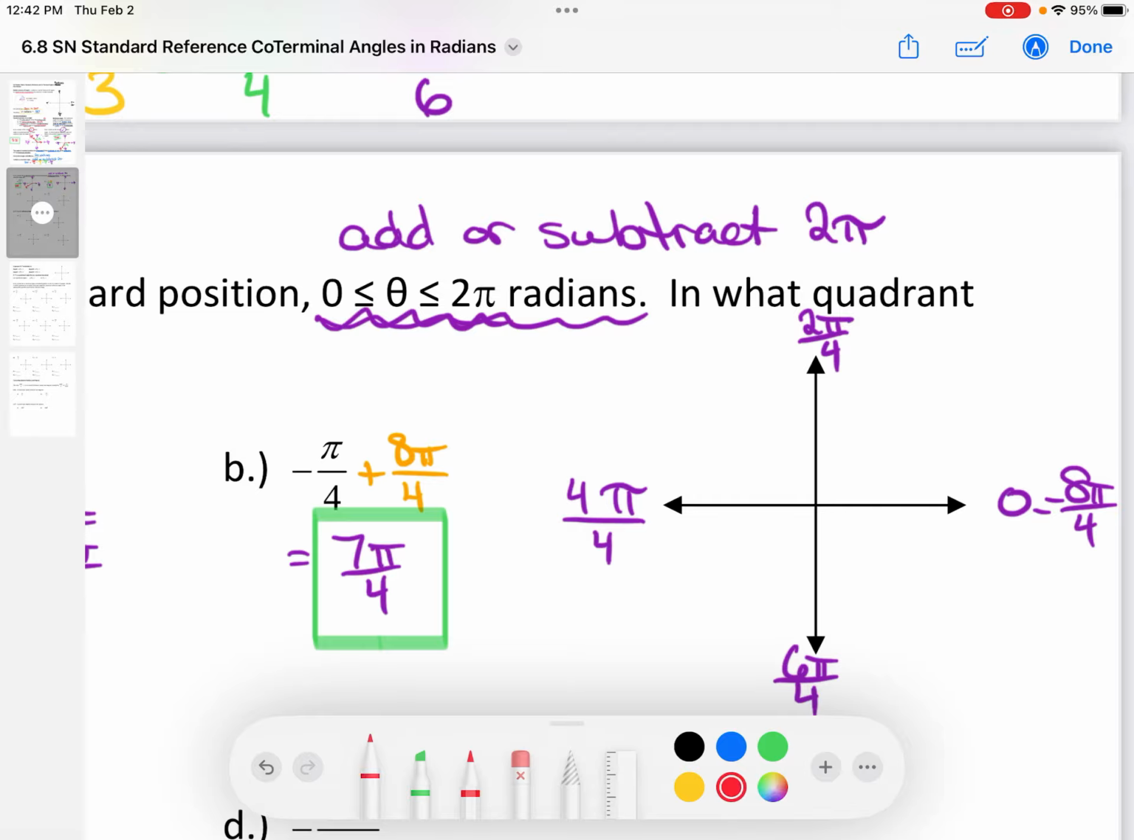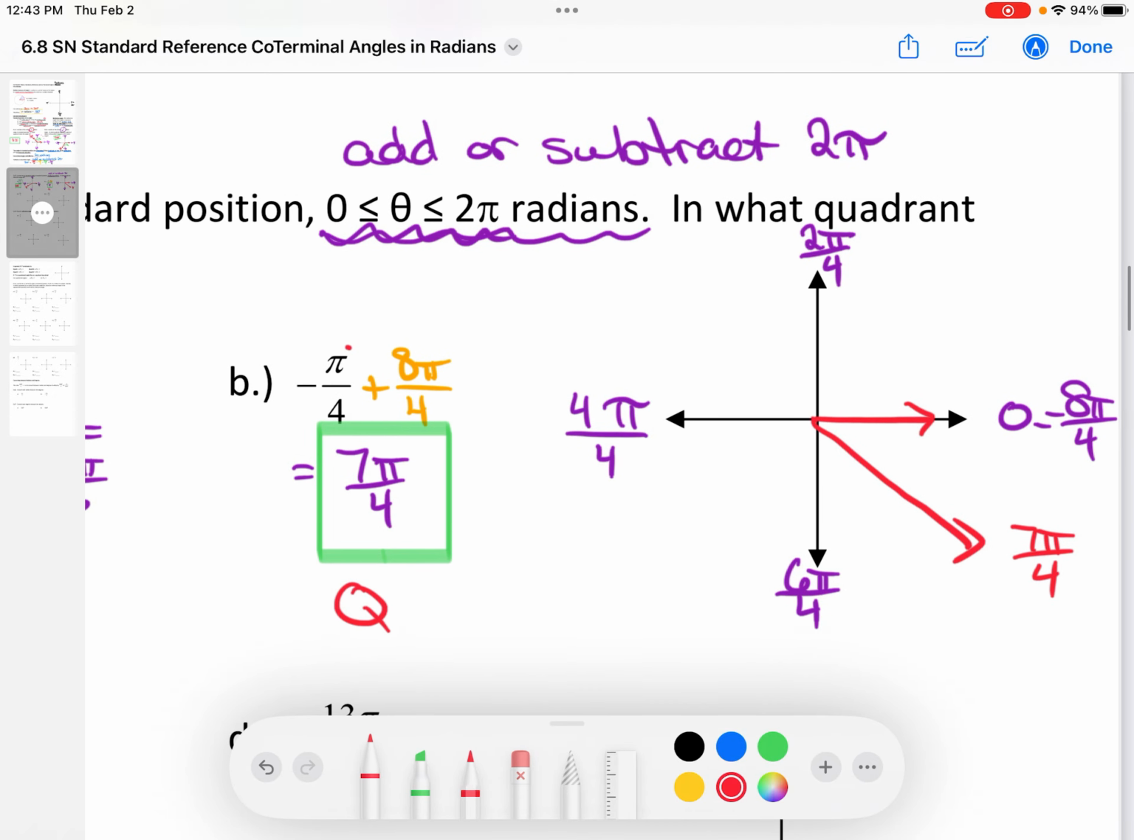Okay, so 7 pi over 4 is between 6 pi over 4 and 8 pi over 4. So we'll start at 0 and we'll rotate around to halfway between in quadrant 4. And this is where 7 pi over 4 is located. So 7 pi over 4 is in quadrant 4.